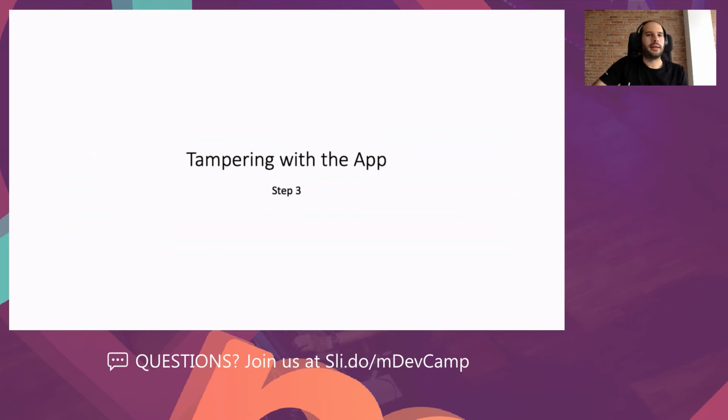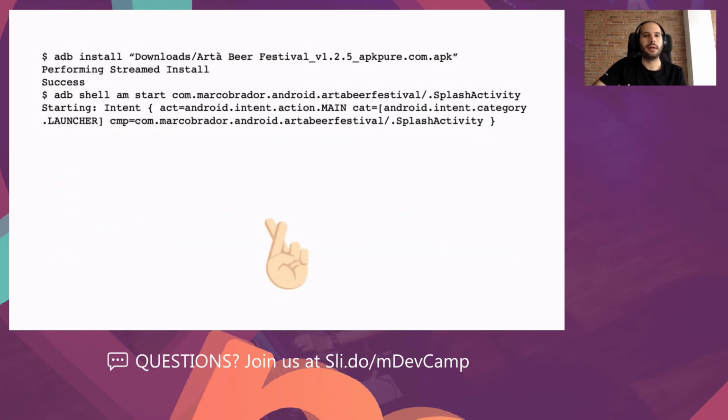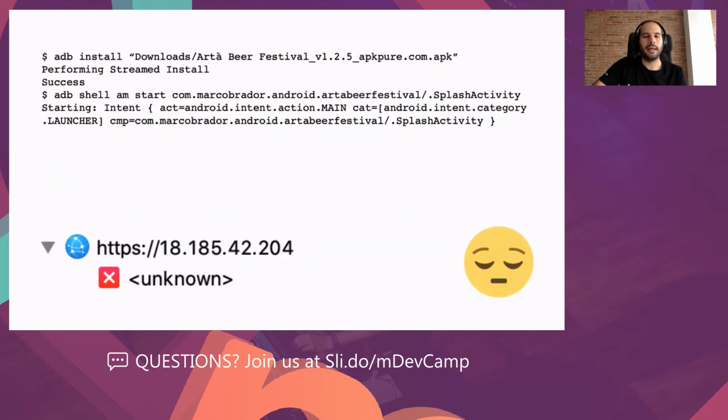Okay, and finally, the third part of the static analysis is trying to tamper with the application, to modify it for some purpose. For example, let's imagine that my application had certificate pinning on it. If I would have run it, in this case in Charles proxy, I would have seen that the connection was not established.